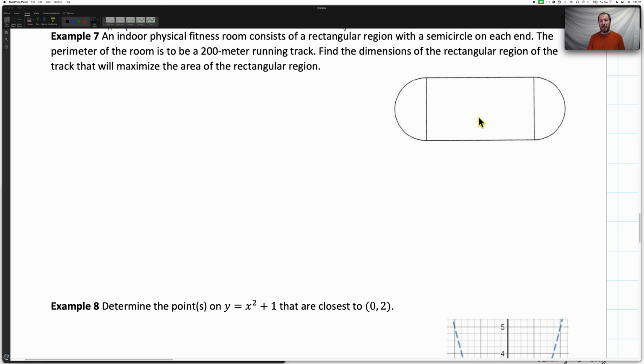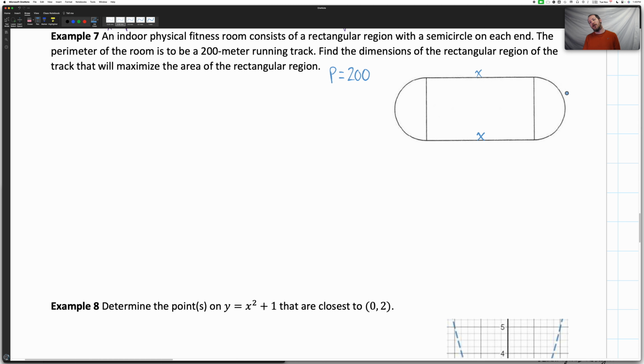Okay, so we've got a picture here. And we've got the rectangle in the middle, and then we've got our two semicircles on the outside. We know the perimeter of the room is 200. So our perimeter is going to consist of these two semicircles and then these two widths here. So we need to find some way to represent these two widths. So I might go ahead and say each of those are a length of x.